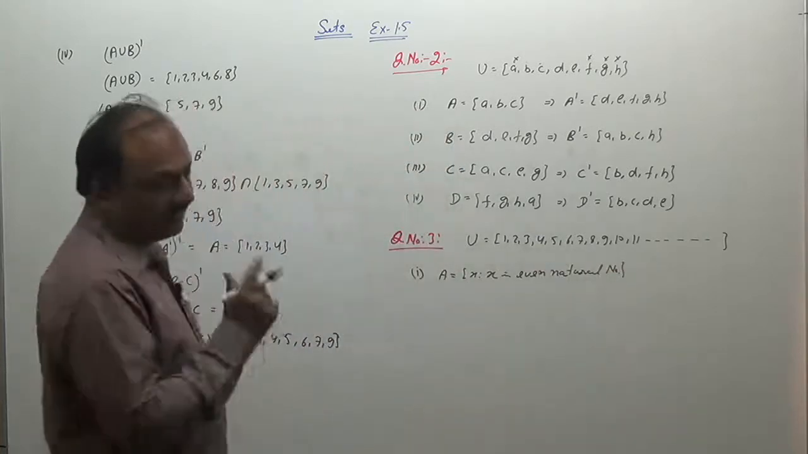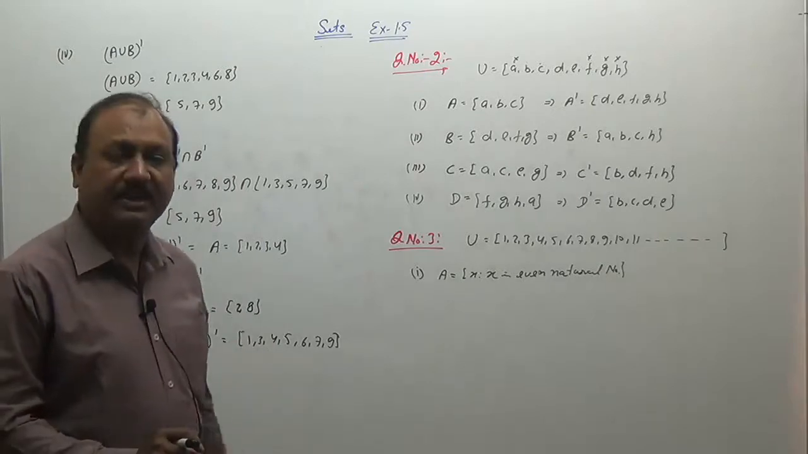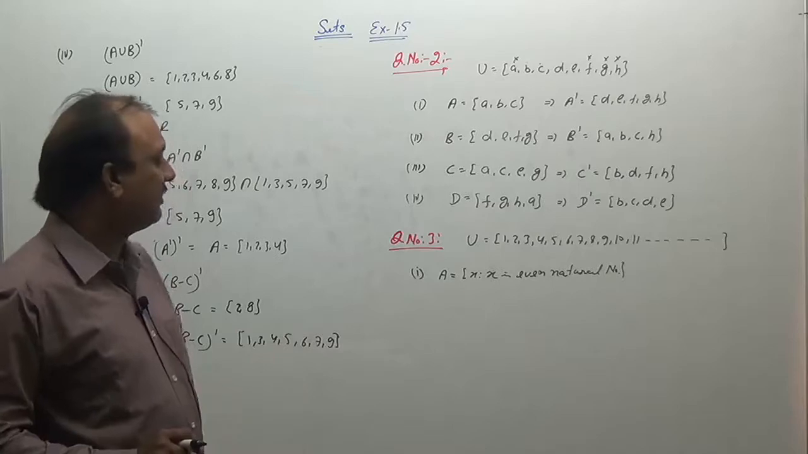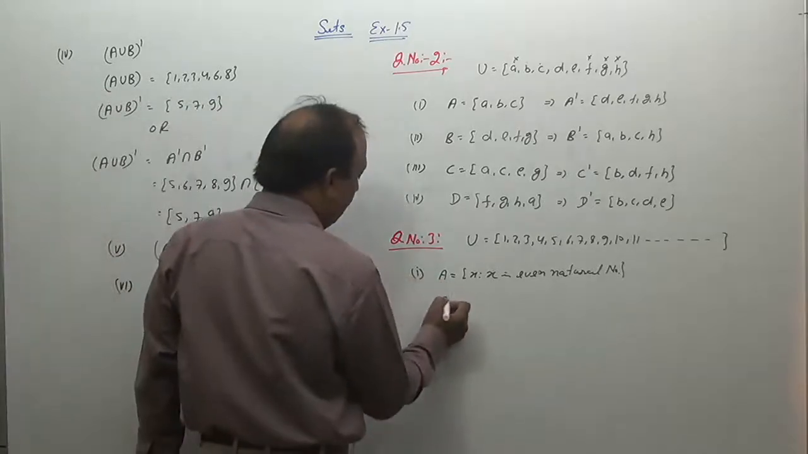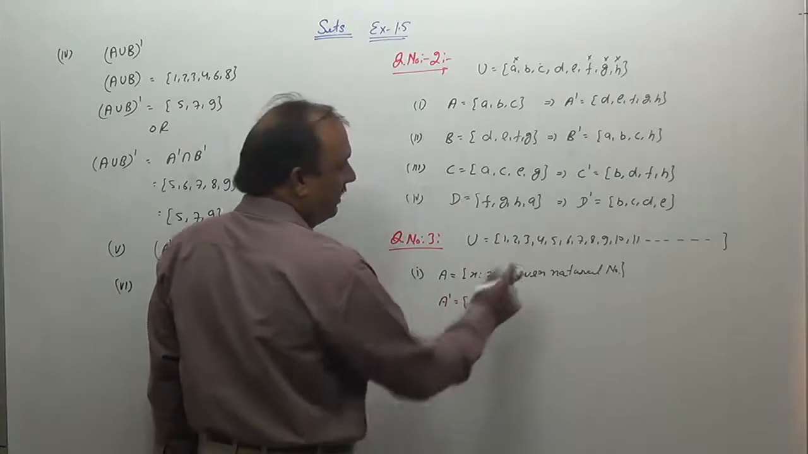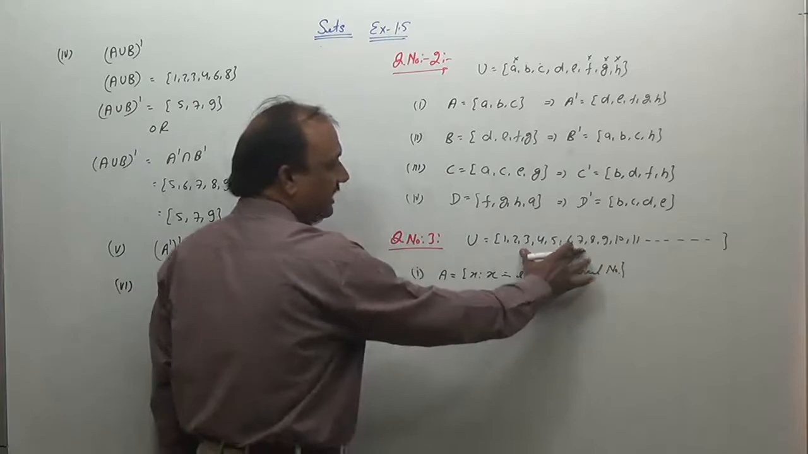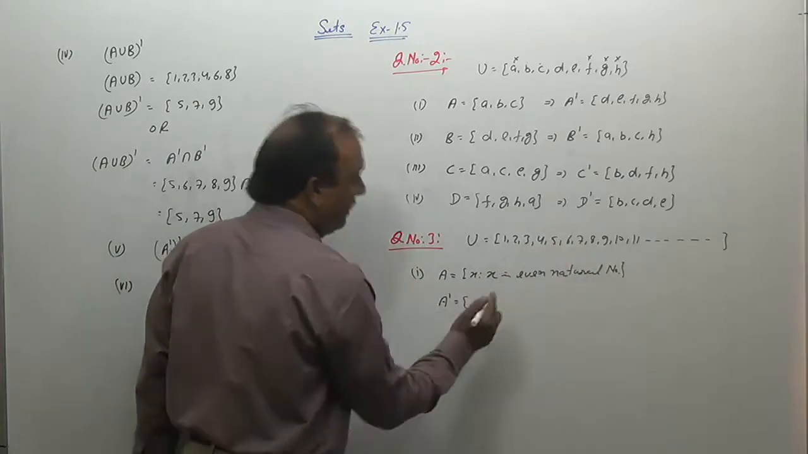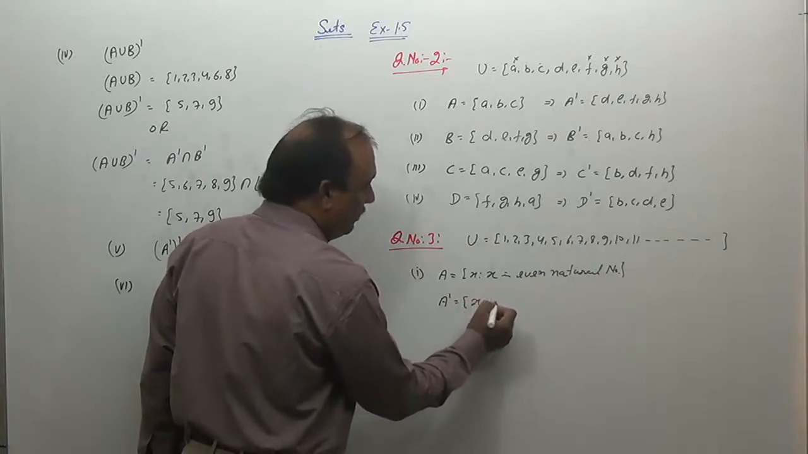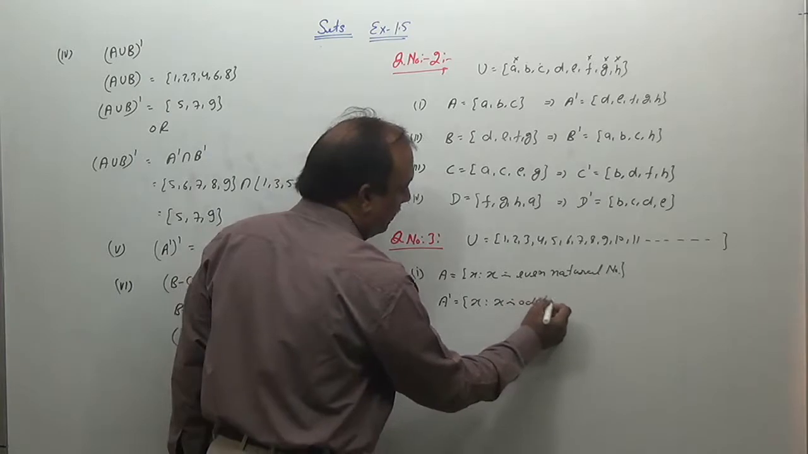So the set of natural numbers is considered as the universal set. We want to find out the complement of set A. The complement of the set of even natural numbers is the set of odd natural numbers. So its complement we can write as X such that X is an odd natural number.